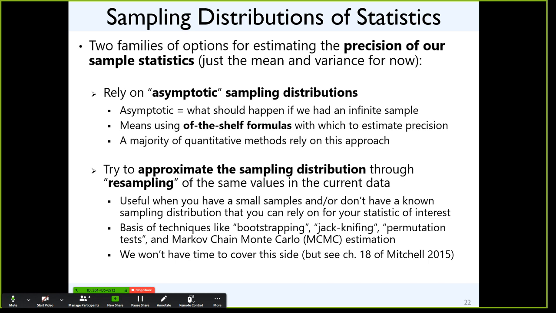The one that we're going to do in this class, due to lack of time to do anything else, is to focus on what's known as asymptotic sampling distributions. These are formulas. If things are true, these formulas hold. That's basically the gist of it. The majority of quantitative methods still relies on these sorts of approaches.